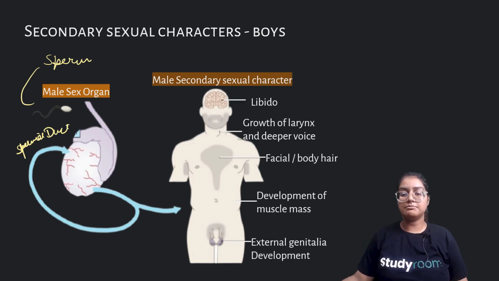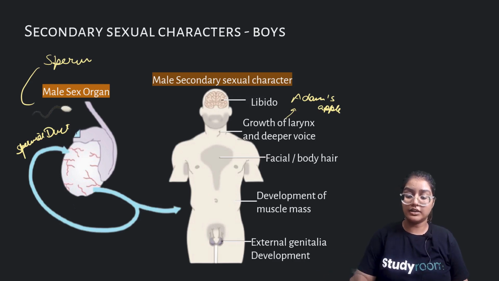So here we will be discussing male secondary sexual characters. There is external genital development. We know there is development of muscle mass, facial or body hair growth, and in the last video we discussed the Adam's apple and its significance in males. There is a deepening of voice, a low pitched voice. There is a rise in sexual desire, which we call libido. So these five to six examples are male secondary sexual characters.